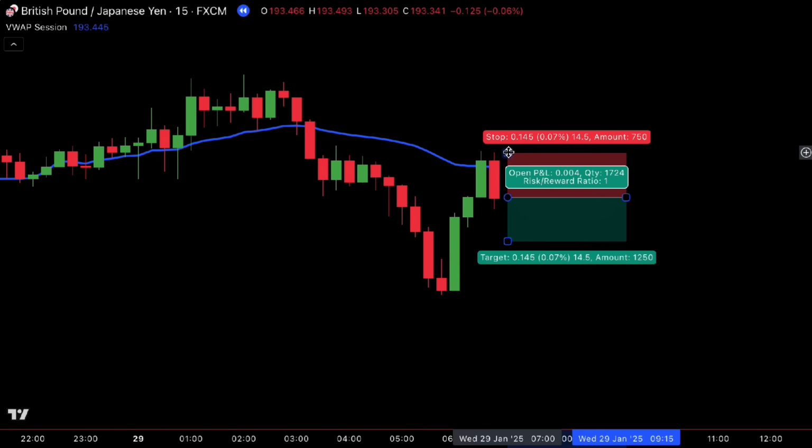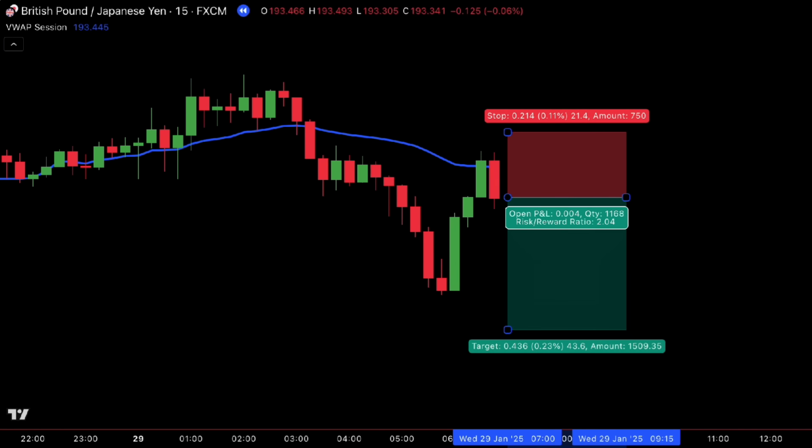Entry, at the close of the engulfing candle. Stop loss, just above the wick of the engulfed candle. Target, the next support or liquidity level below. As you can see, once the trap is set, the market does exactly what smart money wanted. It reverses hard, leaving late buyers stuck.